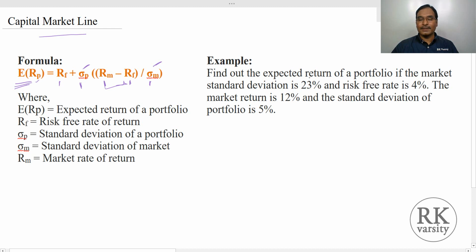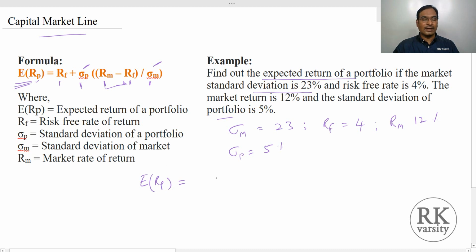Now here is an example. You need to calculate the expected return of a portfolio. The market standard deviation is 23%. That is the standard deviation of the market. Then your risk-free rate is 4%. Then the return on market is 12%, and the standard deviation of the portfolio is 5%.